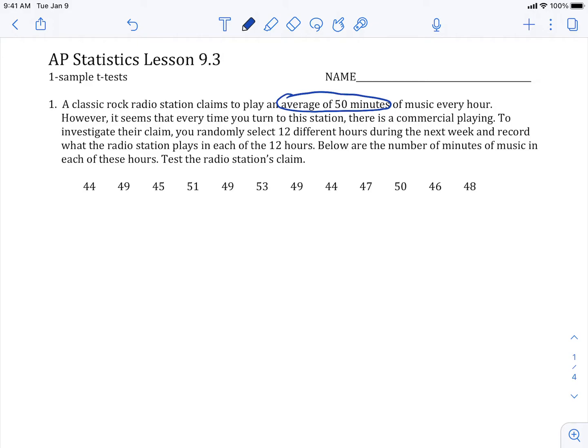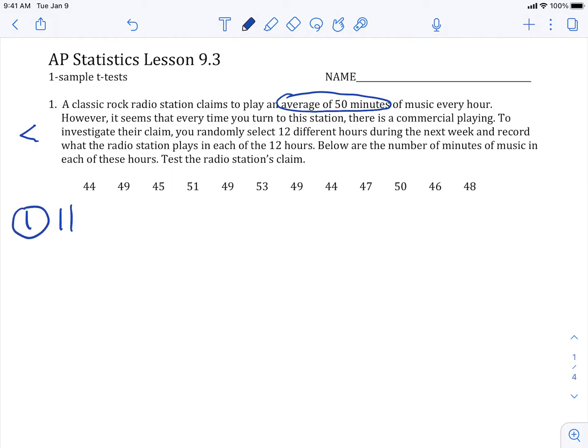If you are hearing a lot of commercials and there's a claim of 50 minutes of music, then it would seem that the station is playing less music than they claim. And so that's going to come up later in our alternative hypothesis. So they're claiming 50, but you are suspicious that maybe it's less. Those will be our two hypotheses, which usually is the first step.